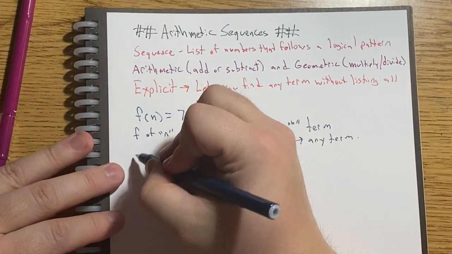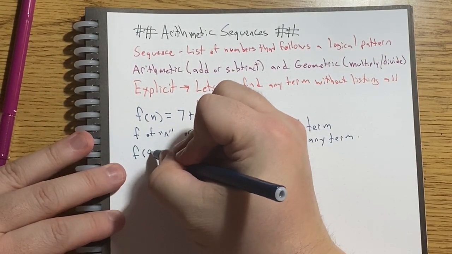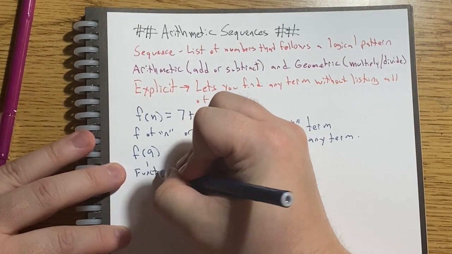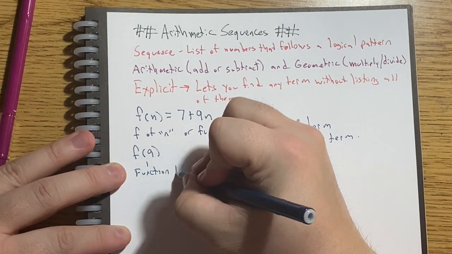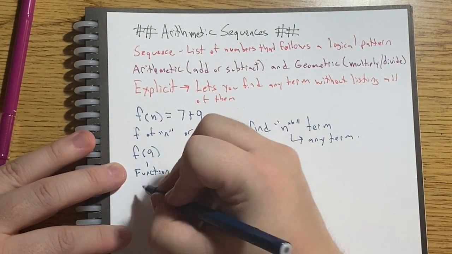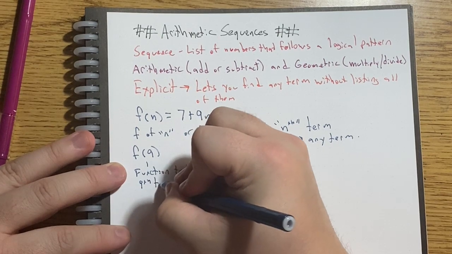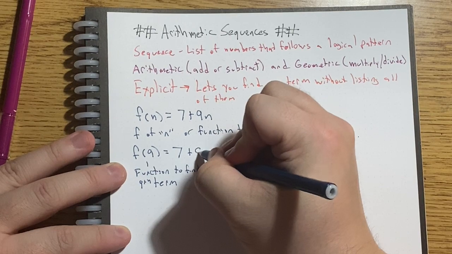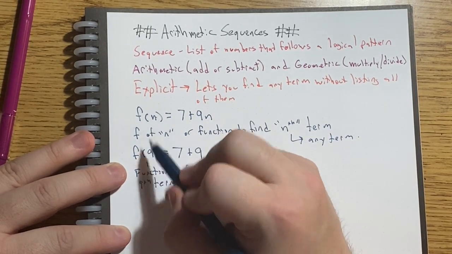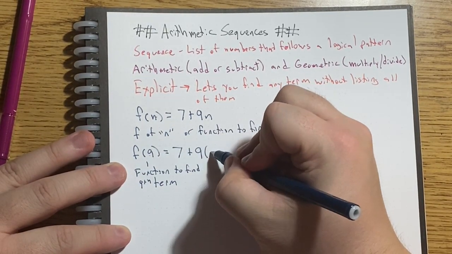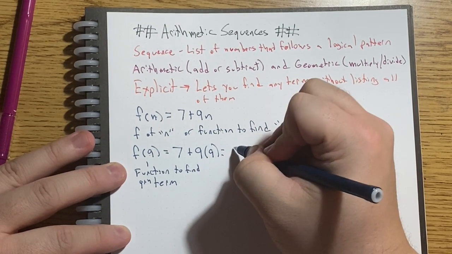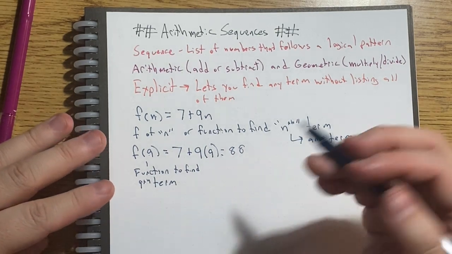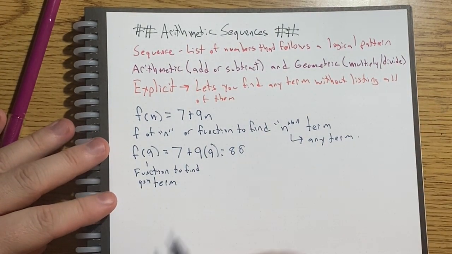So if I wrote, what is f of 9? This means the function to find the 9th term. And hopefully you remember, all you do with that is you write it out, but instead of n, it says 9. So instead of n, you're going to write 9, which equals 88. So this is a list of numbers, and the 9th term is 88.